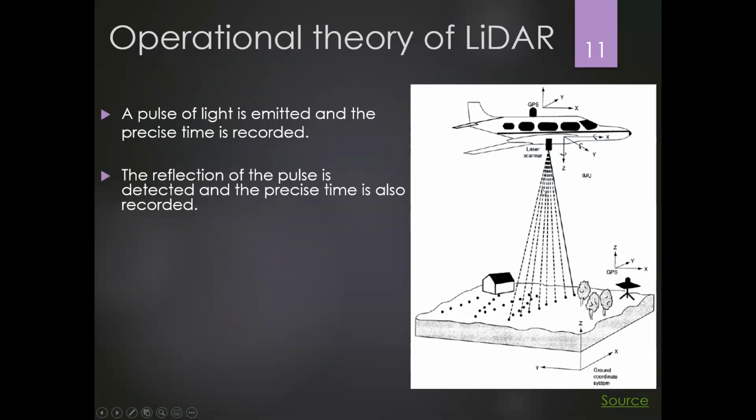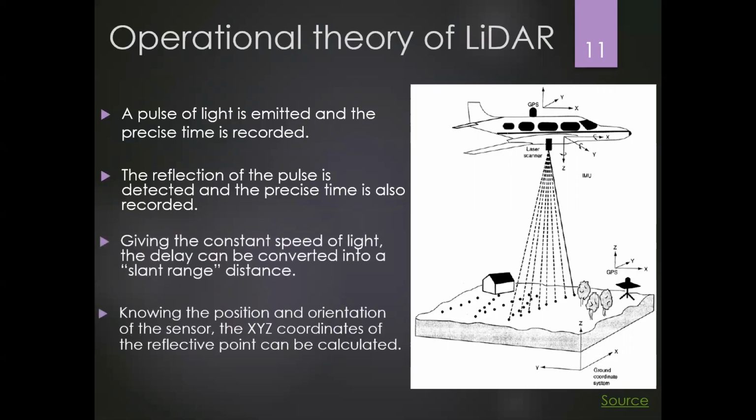So we have a lot of dash lines here, right? Each dash line, you can consider it as a what? As a pulse of light. The reflection of the pulse is detected and the precise time is also recorded. So when a specific energy pulse is emitted by the sensor, it will arrive at the ground and be reflected by the object at this specific location. And the reflected energy will be collected by the laser scanner or the sensor again. Okay, and both the shooting time and the time of receiving the energy will be recorded.